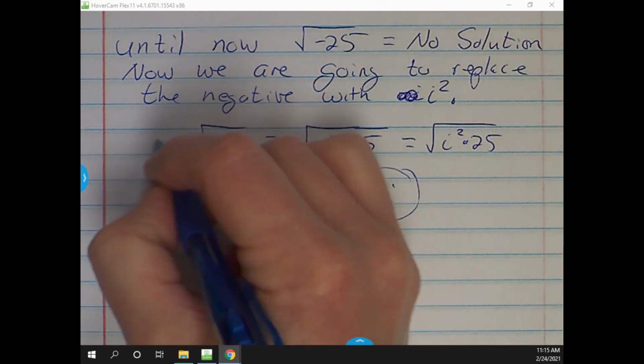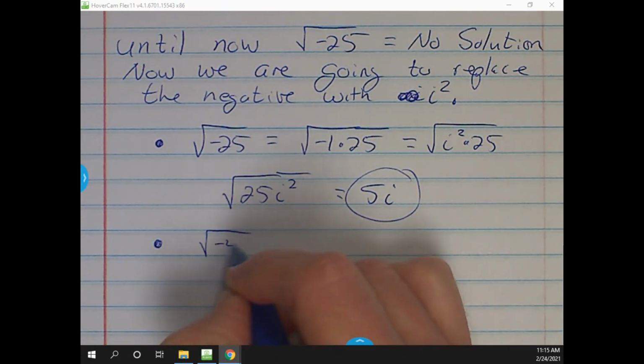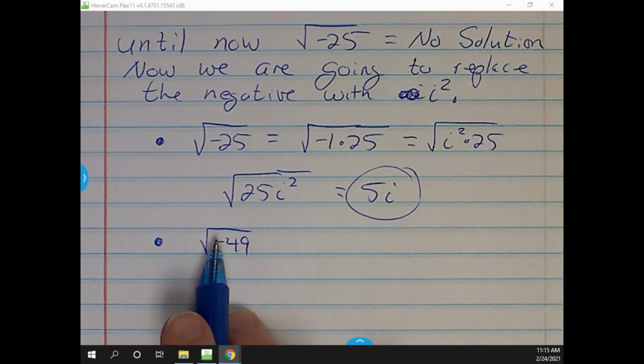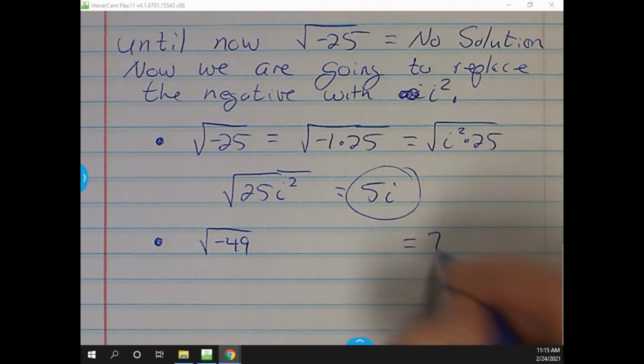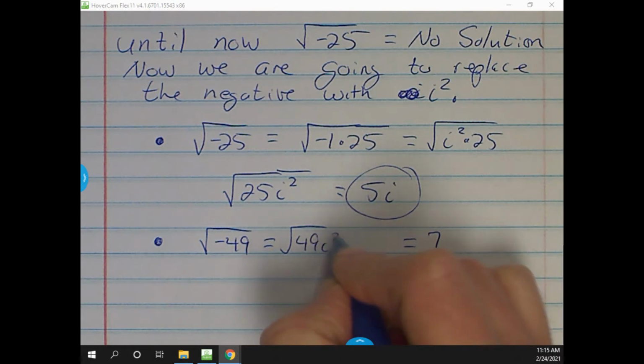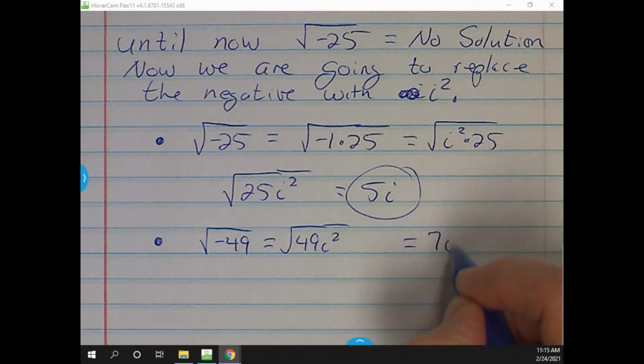Okay, so we'll put some bullets over here so you can see the different examples. If we did another one, let's say it was the square root of -49. If it was the square root of 49, we know it would be 7. But with this one, we take out the negative and put an i squared in that place. So if we square root 49, that's 7, and if you square root i squared, that's going to be 7i.